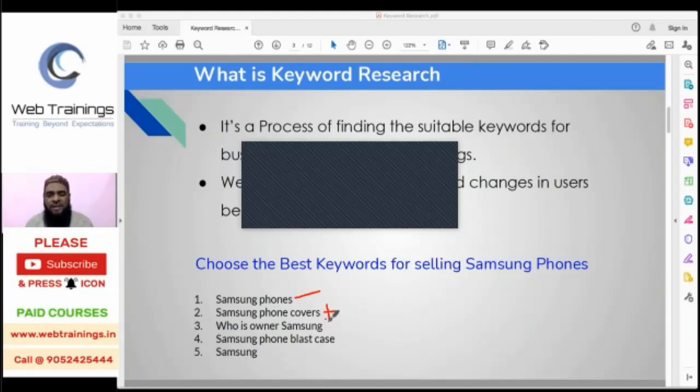Who is the owner of Samsung? That is not our target. Samsung phone blast case. See, some Samsung phones have blasted. So that is not our target. And only Samsung is also not our target. See, you don't even know keyword research, right?